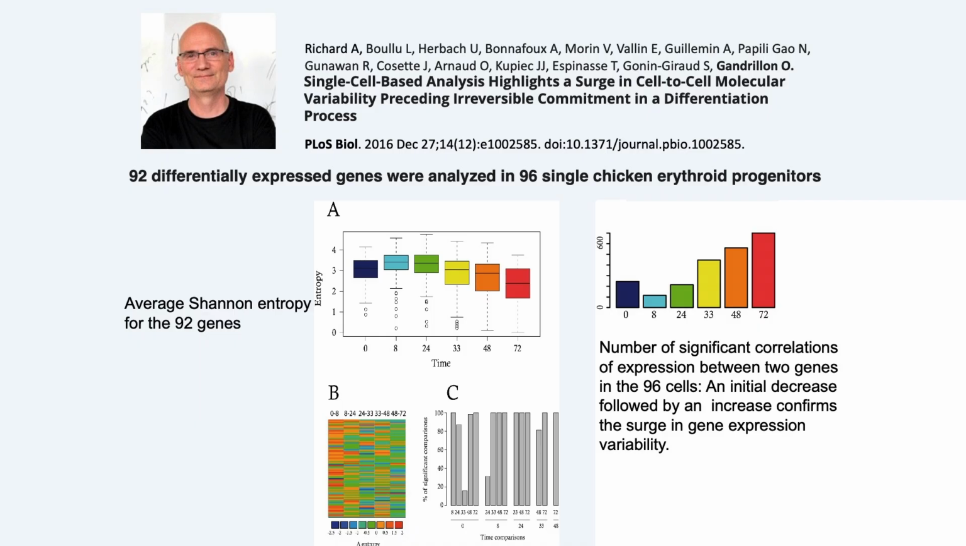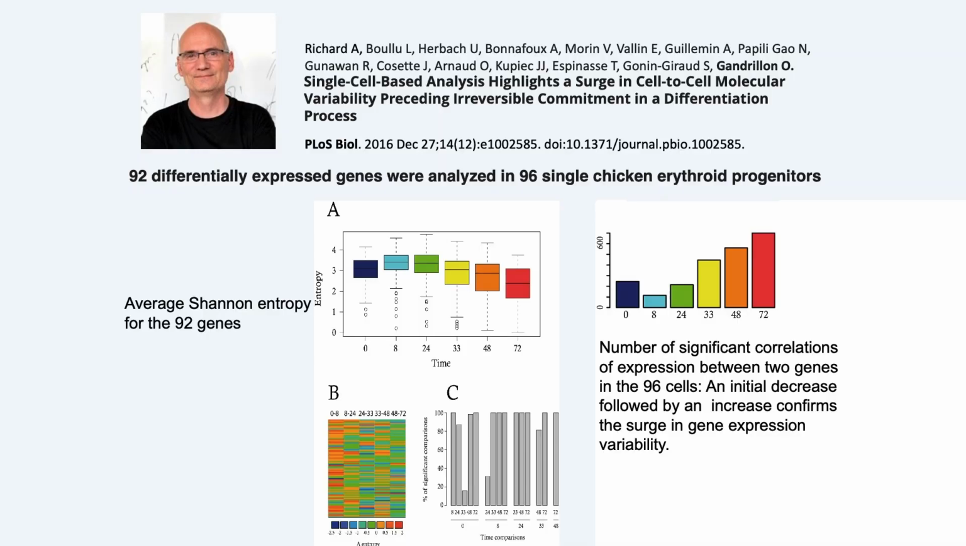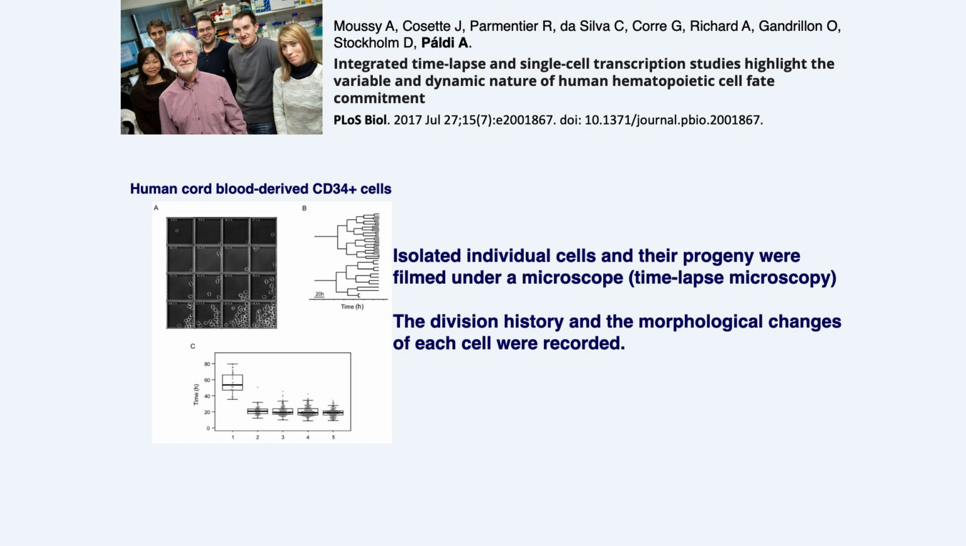Moreover, this result was confirmed on the right of the slide by the analysis of the number of significant correlations in expression between two genes at the different time points after cells were triggered. And again, as expected, 8 hours after cells were triggered, we observed a decrease in the number of significant correlations, followed by an increase, thus confirming the initial surge in the variability, in the disorder in gene expression. The same phenomenon, the same peak in gene expression variability, was observed in other cell lines, in human blood cells, by Andras Spaldi and his team.